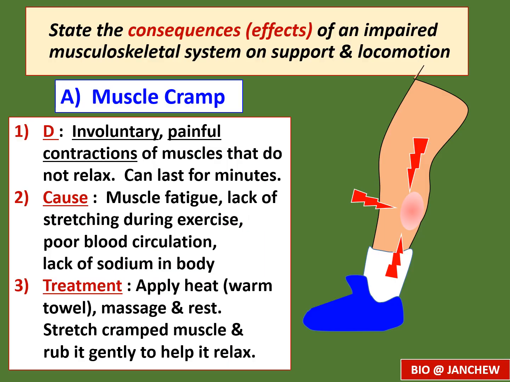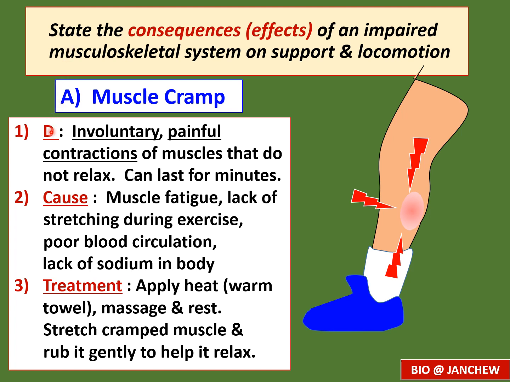The learning outcomes of this lesson are as follows. State the consequences of an impaired musculoskeletal system on support and locomotion. So we have to be able to state and explain the results or the effects of an impaired musculoskeletal system on support and locomotion. Let's start with muscle cramps.